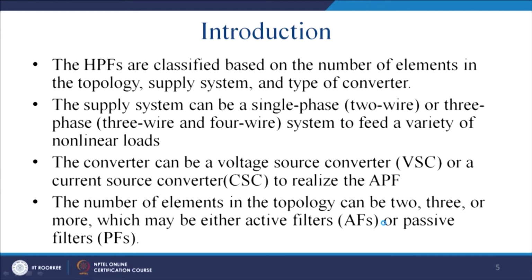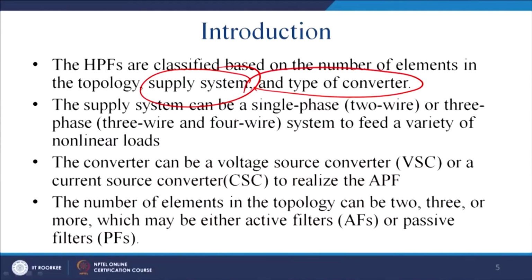The hybrid power filters are classified based on the number of elements in the topology, and thereafter based on the supply system, and based on the types of the converter, whether it is multi-level or 2-level, or you can have a different kind of cascade topology in between, whether even in the multi-level it is diode clamp or capacitor clamp or H-bridge cascade multi-level inverter. So, these are a few variants of the topology that can also come into the picture.